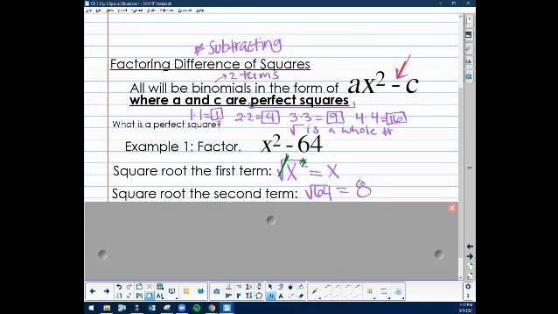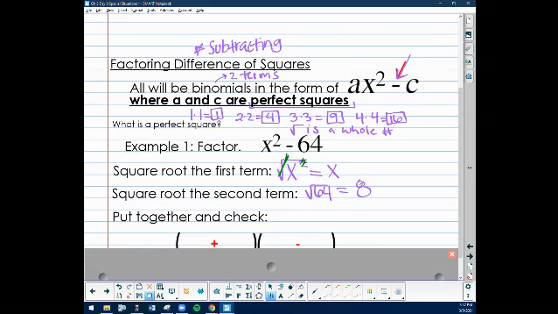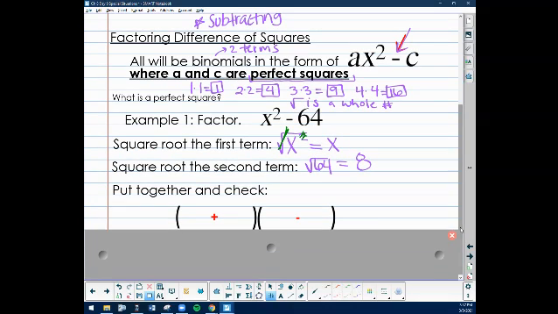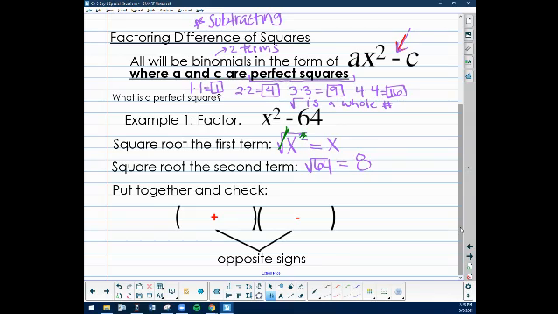Okay, those are the first two steps. Square root the first term, square root the second term. Now what we do is we're going to put them together and then we'll check. Once we show the shortcut, I'll go through and show you why. Whenever we're doing difference of perfect squares, our final answer has two sets of parentheses, right? But then in the middle, one sign is positive and one sign is negative.